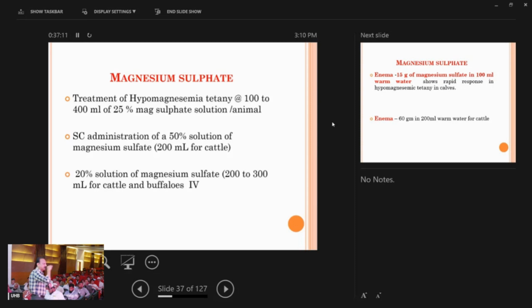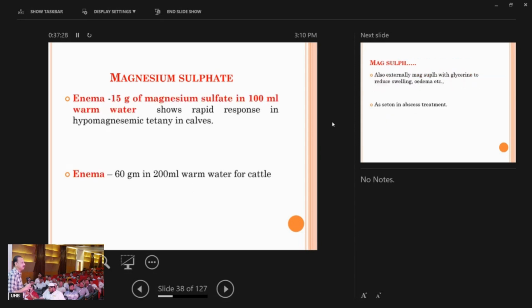So 25% means you can use it IV or subcutaneous for treating hypomagnesemia cases, or you can use the commercial preparations which are readily available for treating such cases. 20% magnesium sulfate can also be used. If you are not able to give IV in case of sudden convulsions, you are trying to give IV but the animal is not allowing, severe convulsions are there.